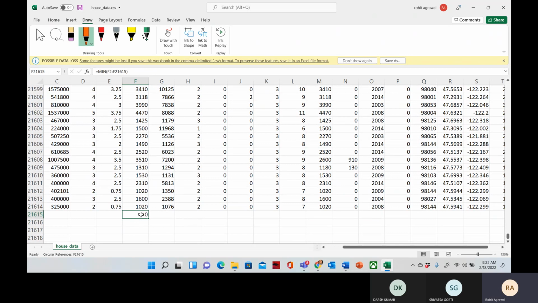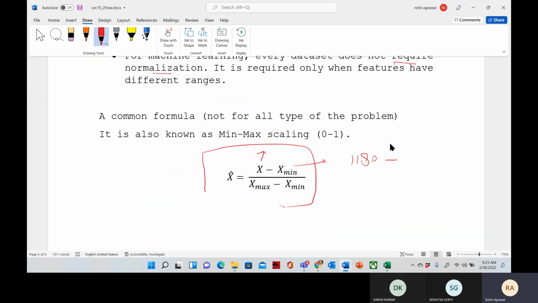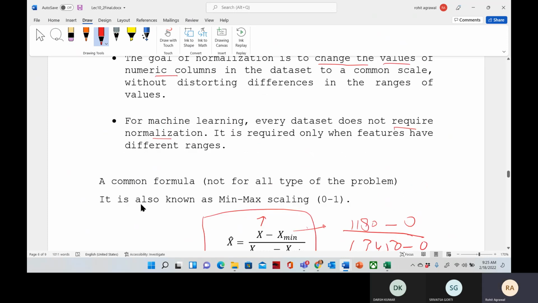Let's check the max. Okay, max, F2, equal sign. Okay, max here. So 0 and 13540. You can see this must be in 0 to 1. Okay, so this is an example of min-max scaling. So this is normalization.